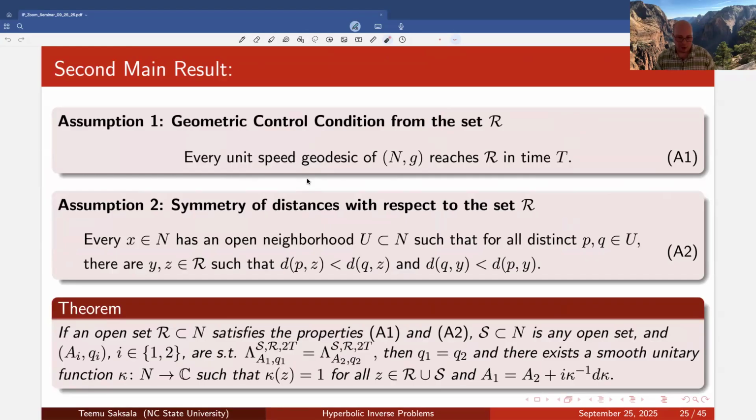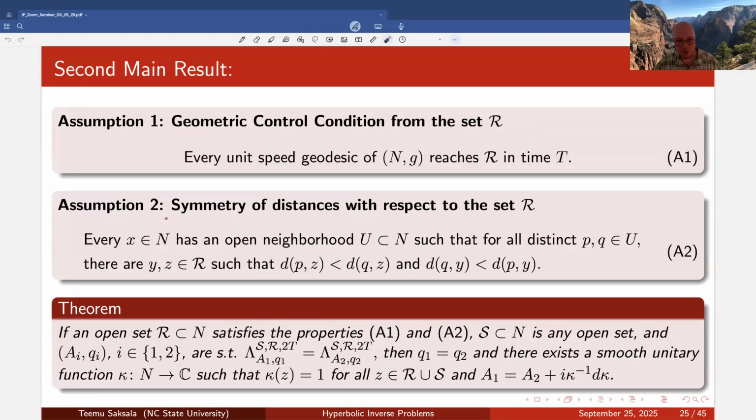So now I need to do something more stronger geometrically than earlier. So first of all, I need to assume that my set R satisfies two conditions. So the geometric control condition on the set R, which now means that every unit speed geodesic in N reaches this set R in time t, which is how long I measure.